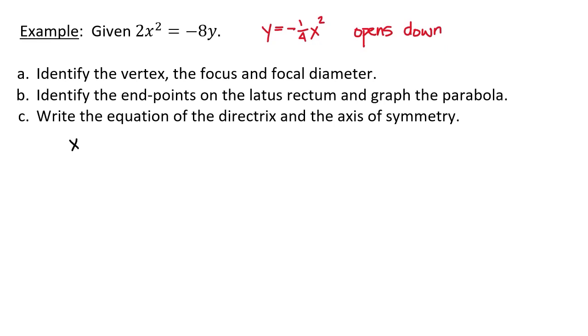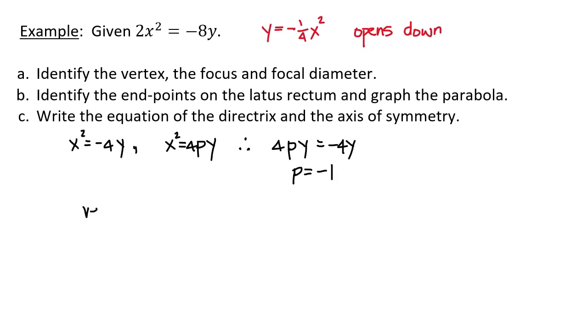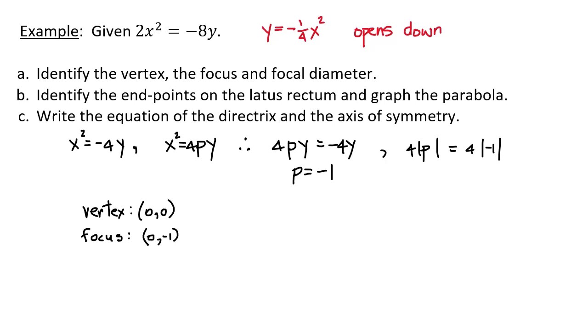So this becomes x squared equals -4y. Since x squared equals 4py, I know that 4py must equal -4y. So p is equal to -1. So the vertex goes through the origin. It opens down, I know that. The focus will be 0, -1. The focal diameter, 4 times the absolute value of P, is 4 times the absolute value of 1. So the focal diameter is 4.